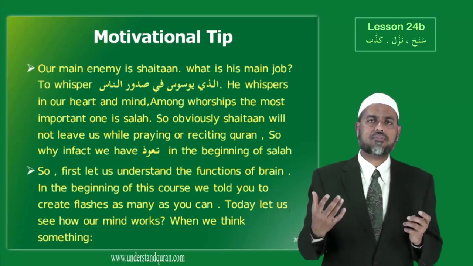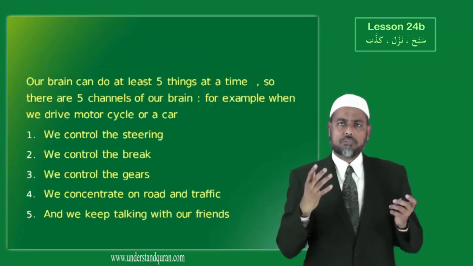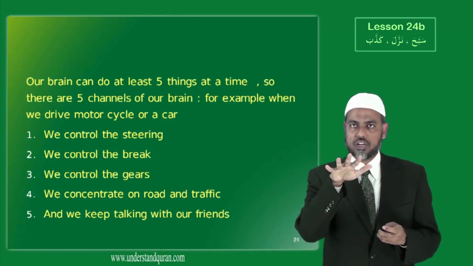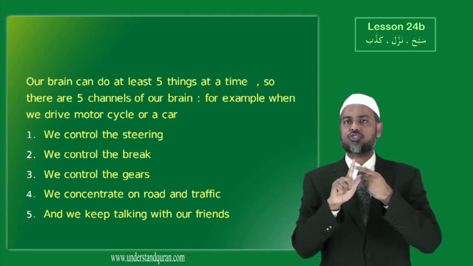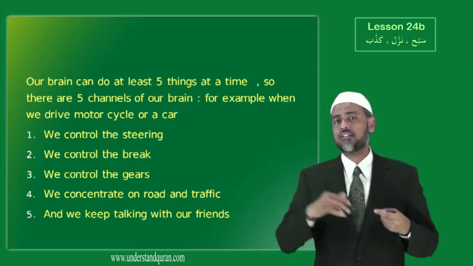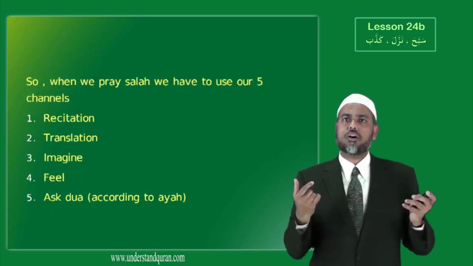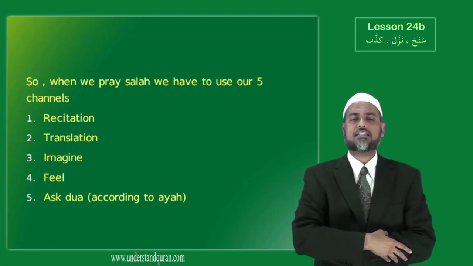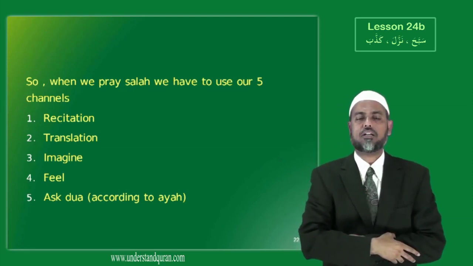But before we understand the functioning of shaitan, let us understand the function of our brain. Our brain can do at least 5 things at a time. So there are 5 channels of the brain. When we drive a car, we are controlling the steering, controlling the brake, changing the gears, watching the traffic, and talking to a friend. So we have at least 5 channels in our brain. When we are praying, if we are just focusing on the Arabic words without understanding, that's what we do generally: Alhamdulillah Rabbil Alamin Ar-Rahman Ar-Rahim.